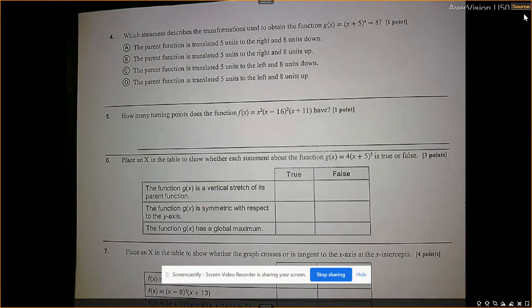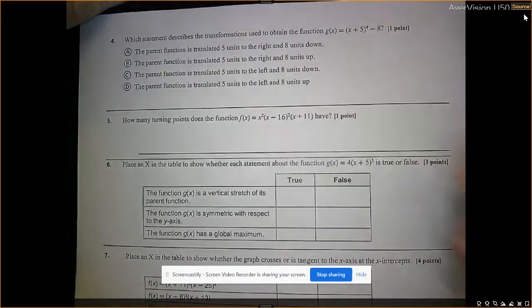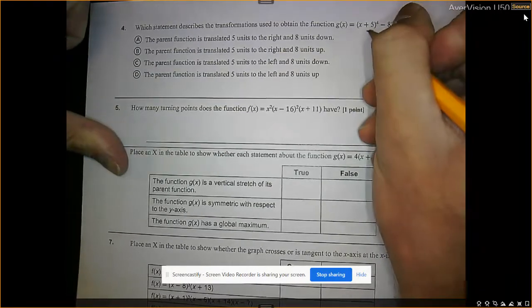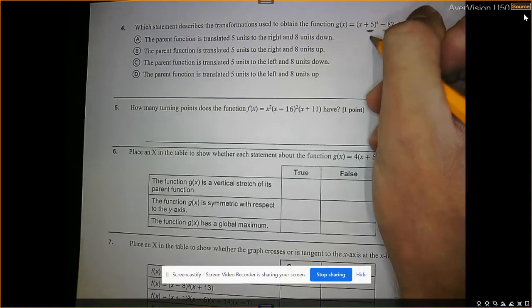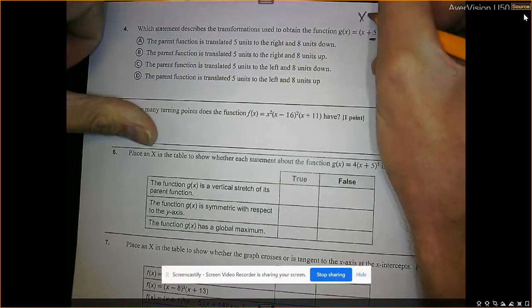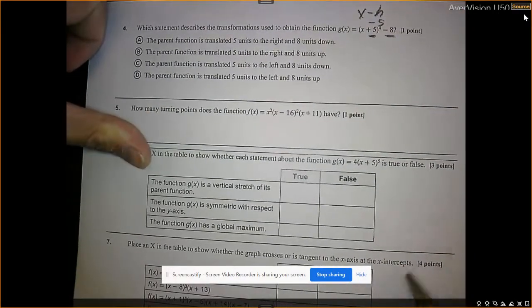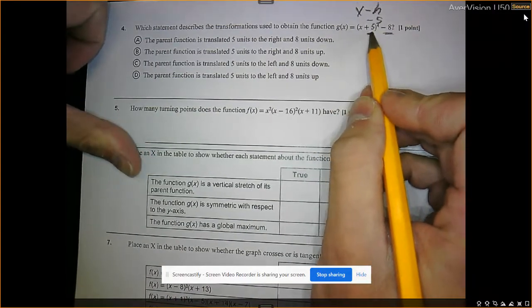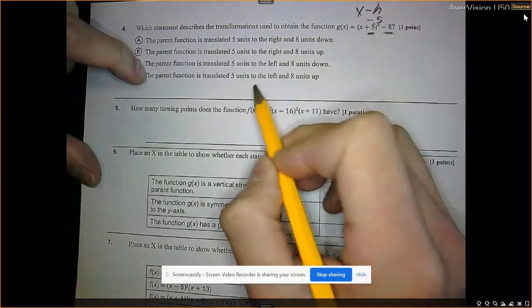Okay, we have: which statement describes the transformation used to obtain the function (x plus 5) to the 4th minus 8? Now this one can go quick because we're just looking at, okay, this is our h, this is our k. It's plus 5, but it's in the parentheses, so we have to think of it like a minus 5 because it's x minus h. H would have to be a -5 if it's going to turn into a plus, so we are going left 5. So it's either thinking of it this way or thinking, okay, it's in the parentheses, so it's opposite of what it looks like. So it's left 5, 5 units to the left.